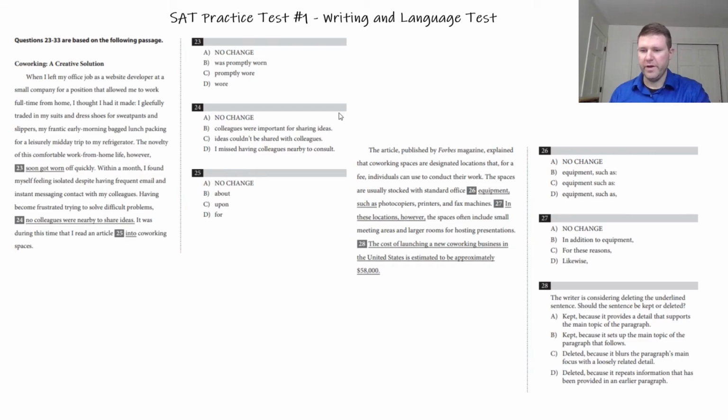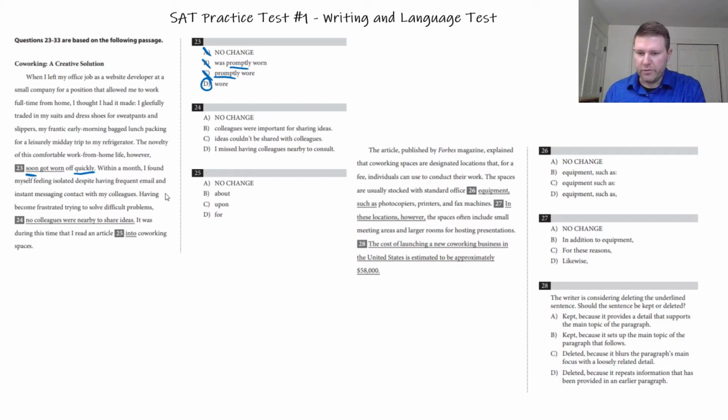Okay, so 23, heading down here, it says the novelty of this comfortable work from home life, however, soon got worn off quickly. And if you notice, quickly is actually fixed. You can't get rid of that. So if you look at the options here, was promptly worn off quickly. Promptly and quickly mean the same thing. So this is redundant. So you can chop B. And then C also includes promptly. So you can chop that as well. And then if you look between soon got worn off quickly and just wore off quickly, wore off quickly is way better because the soon is redundant. So A is out and it is D.